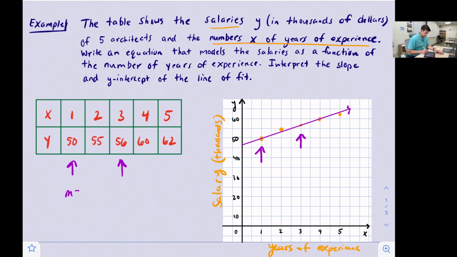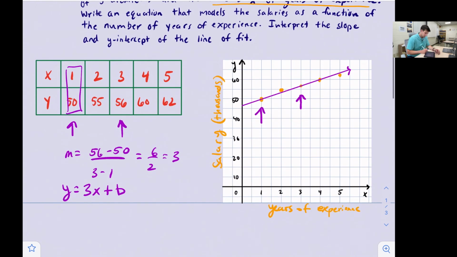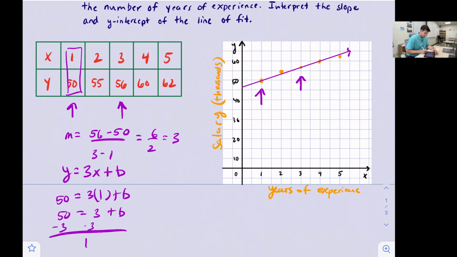So I'm going to find the slope, right? That is y2 minus y1 over x2 minus x1. So this is 6 over 2, and we get a slope of 3. Okay, so now we can say y is equal to 3x plus b. And now we just want to find the y-intercept. So I'm going to take one of the 2 points that I just used. Let's do (1, 50), and I'm going to plug 50 in for y, 1 in for x, so that we can find our y-intercept. So we get 50 equals 3 plus b, we subtract 3, and we get b equals 47. So we can plug that right there, and our equation would be y equals 3x plus 47.